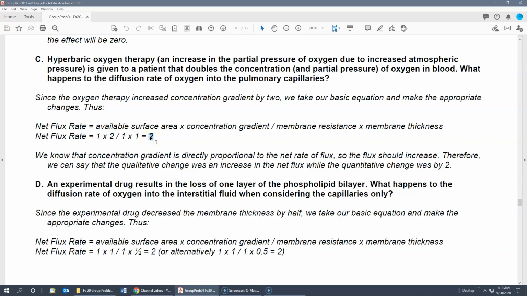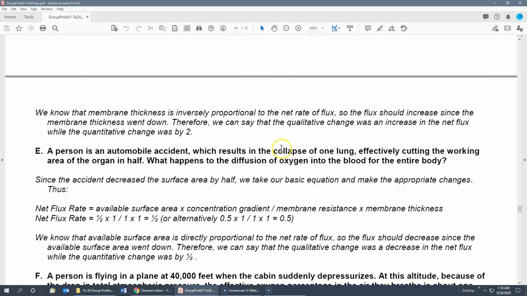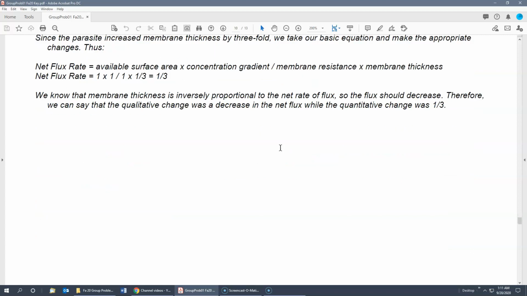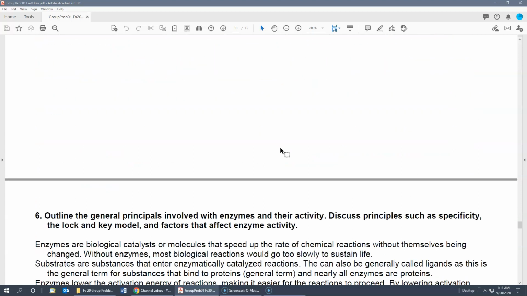And then I always look and do that double check. Well, since it's concentration gradient, it's on the top here, right? These two on the top means it's directly proportional to flux. So if concentration goes up, flux should go up. So qualitatively, flux should go up, quantitatively by 2. All right. So I'll leave you for D and E to work on your own, and F as well, and G. All right, so get a chance to work on some of those on your own.